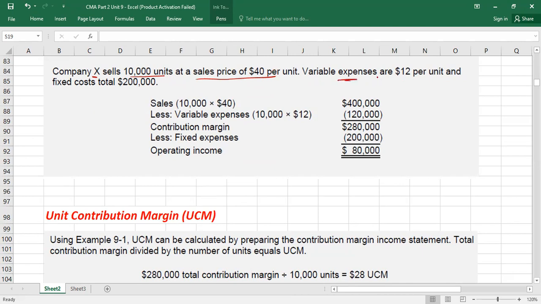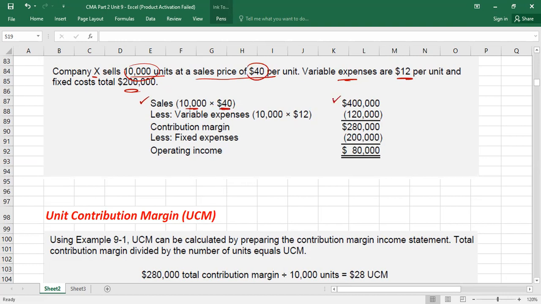Variable expenses, you can say variable cost, are $12 per unit, and the fixed cost in total is 200,000. If this data is in front of you and you want to produce an income statement by applying variable costing, how would you prepare it? This is how we can prepare it. First of all, we write the value of sales. We take the number of units sold, 10,000, multiplied by the selling price of $40, to get the value of sales.